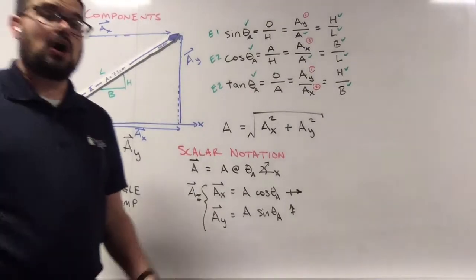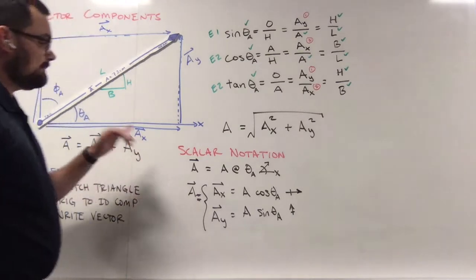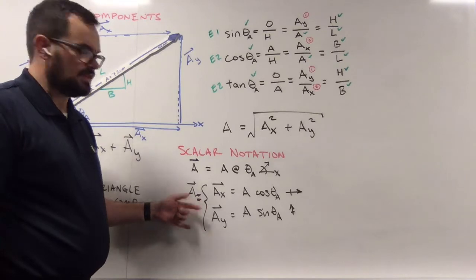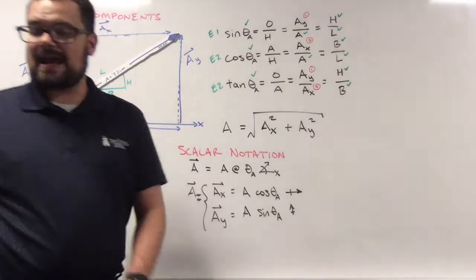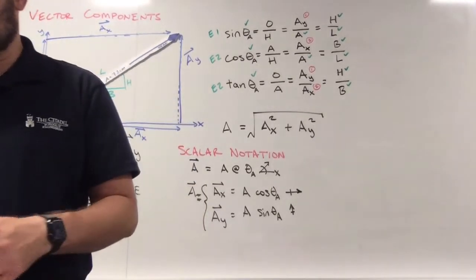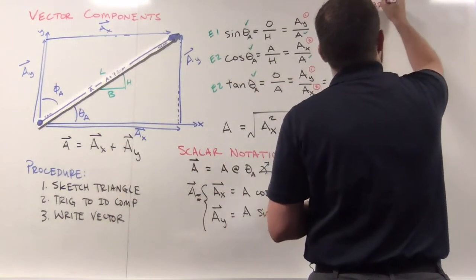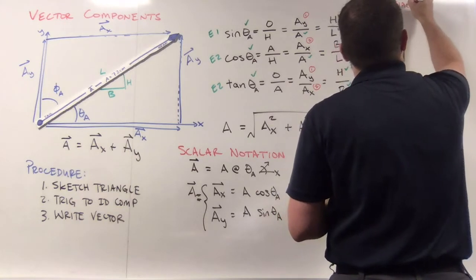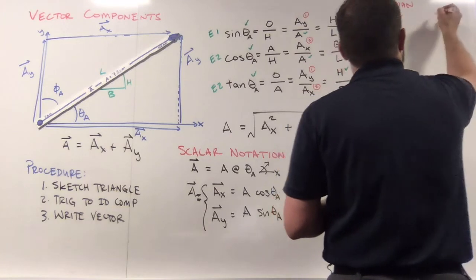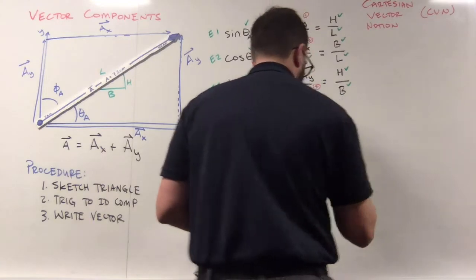So, similar triangles. Already we've talked about sines, cosines, tangents, similar triangles, and the Pythagorean theorem to build out our scalar notation. So this is to identify our components. Now the last way that we might express this in 2D is to go from scalar notation to Cartesian vector notation, which can be abbreviated as CVN, as opposed to scalar notation, which might be SN.